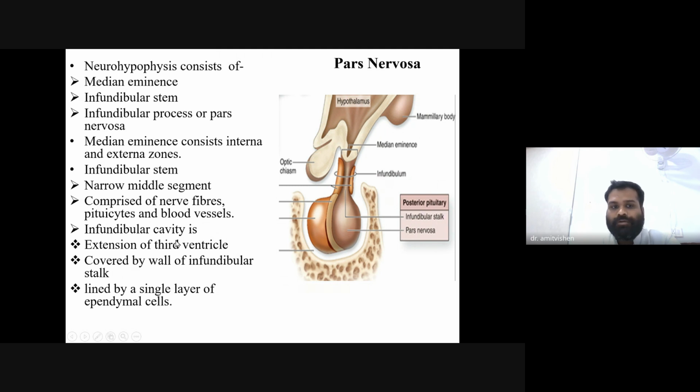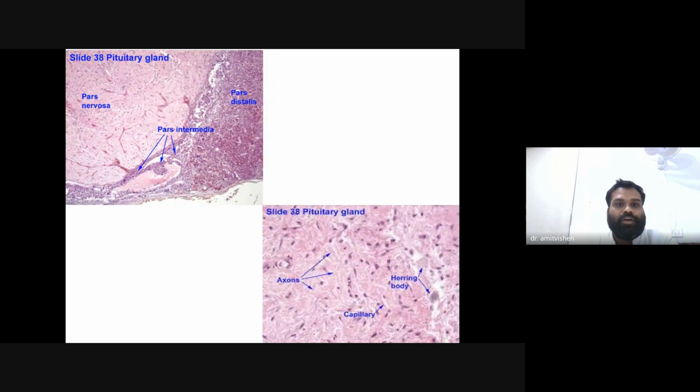And if I talk about the infundibular cavity, it is the extension of the third ventricle, and it is covered by the wall of the infundibular stalk. This is the infundibular stalk, and this question will be asked somewhere in future in other exams, that this infundibular stalk is covered by a single layer of ependymal cells. And this question will be asked many times: ependymal cells are present in. Okay? This is the histology of the pituitary gland.